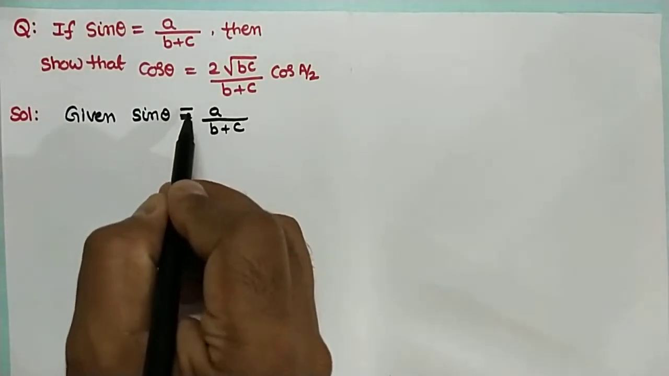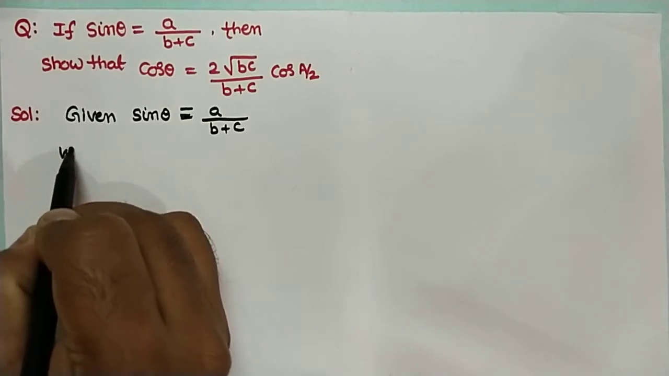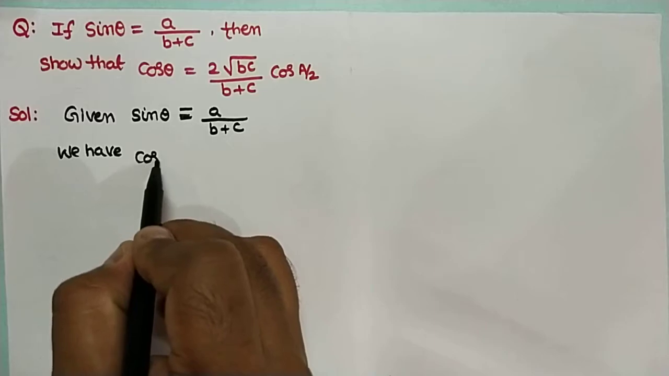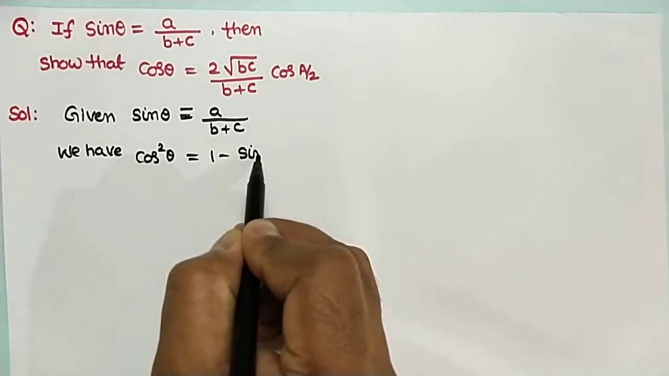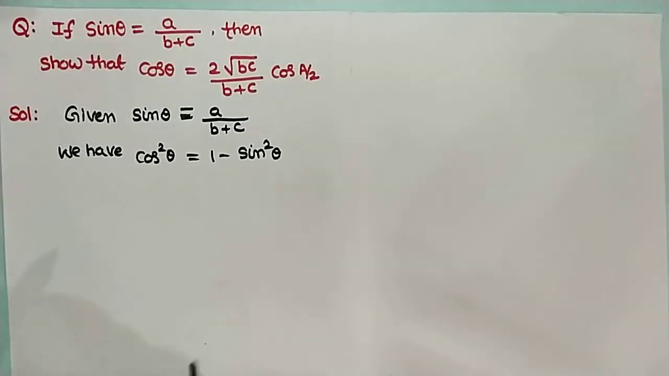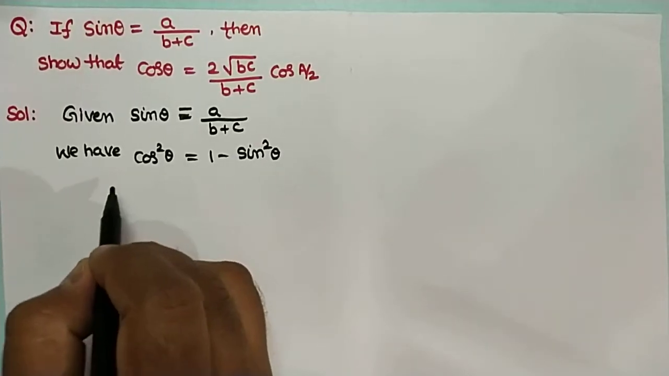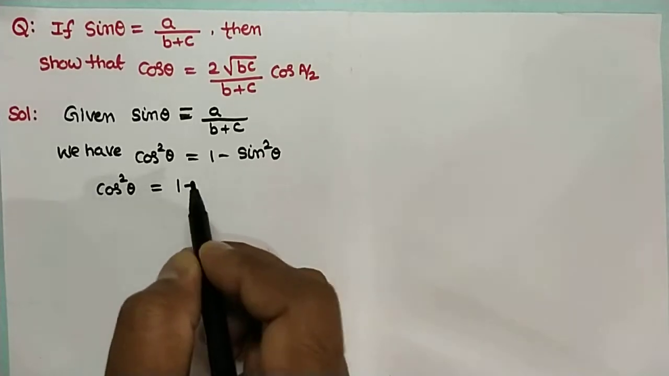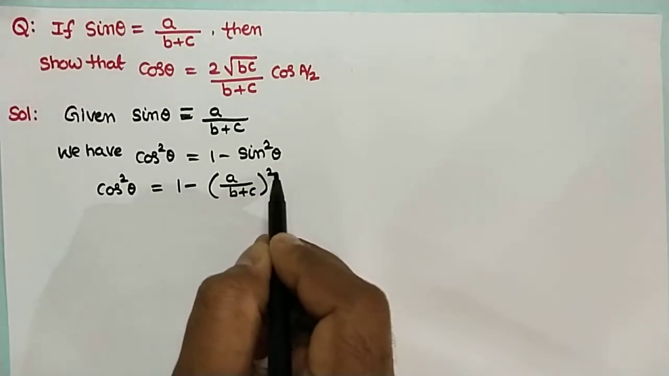After that, we know the cos theta value in terms of sine. We have cos square theta equal to 1 minus sin square theta. So now substitute in place of sin theta, a by b plus c. So cos square theta equal to 1 minus a by b plus c whole square.